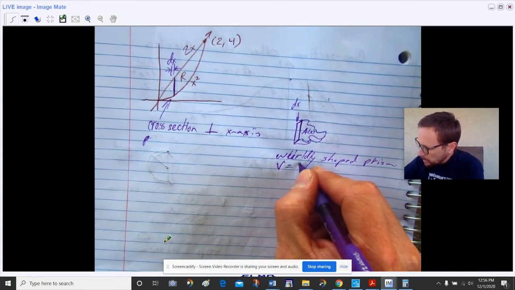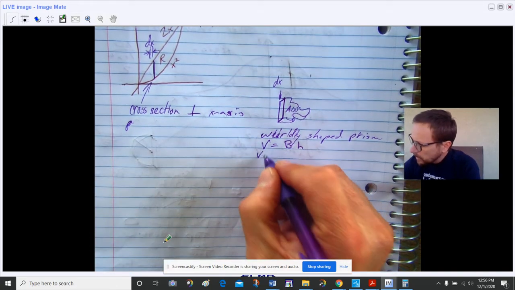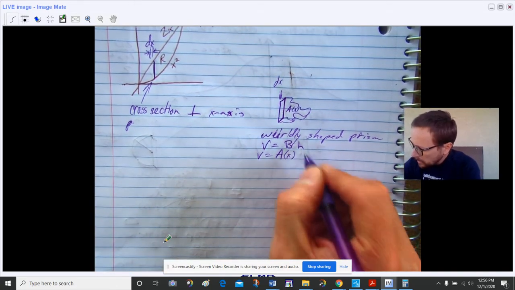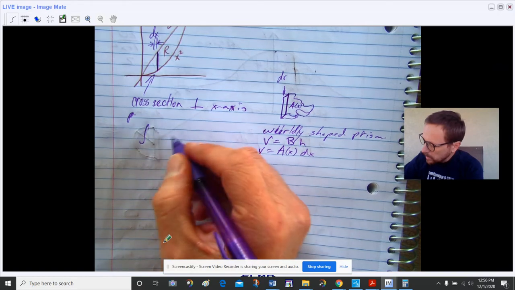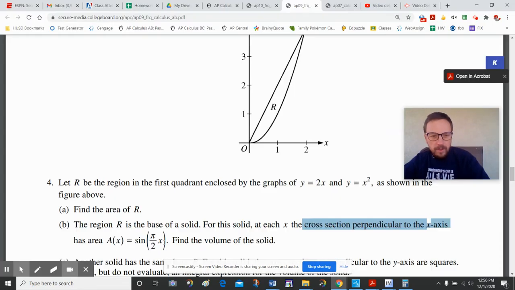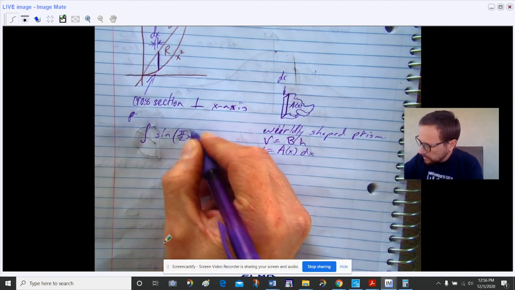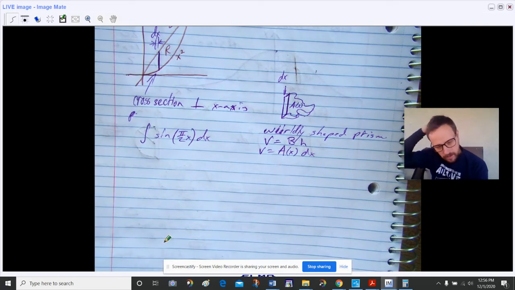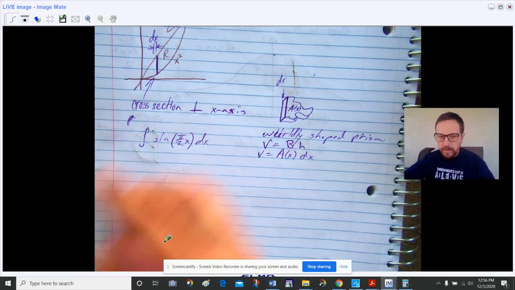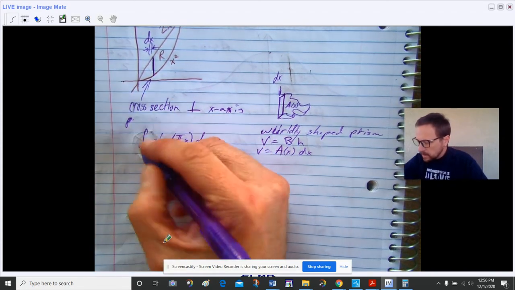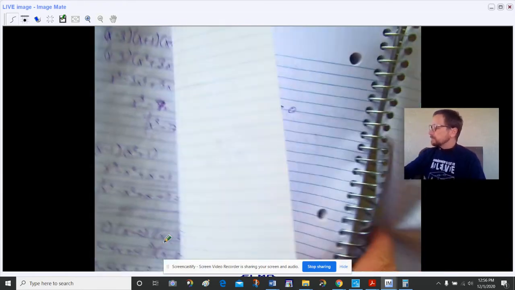That means our volume is the area of the base times the height. Always. No matter what. So the volume is going to be, the area of the base is A of x. The height is dx. And if we're going to add up a whole bunch of those, then all we're going to do is the integral of A of x. A of x was sine of pi over 2 x dx, because this is what, right there, A of x is sine of pi over 2 x, like so. All right, and then we're going to go from 0 to 2. From 0 to 2. Oh, oops.